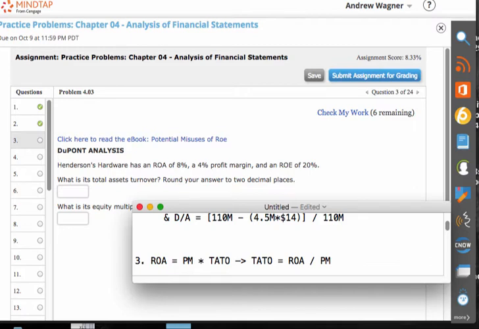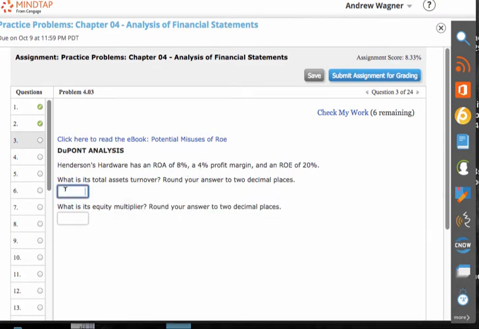Net profit margin is net income over sales, and total asset turnover is defined as sales over total assets. And the sales cancel out. One is on top and one's on the bottom, and you're left with net income over total assets, which is, of course, the definition of return on assets. Anyway, rearranging this equation to get total asset turnover by itself on the left-hand side, we have return on assets over profit margin. And plugging in the numbers, 8% over 4%, which is just 2. So that answer there should be 2.